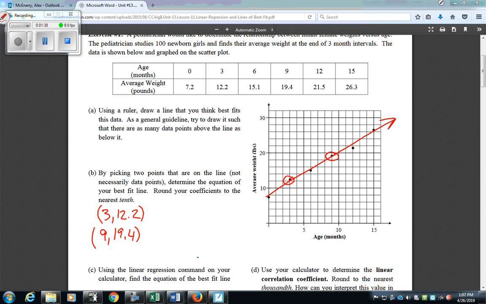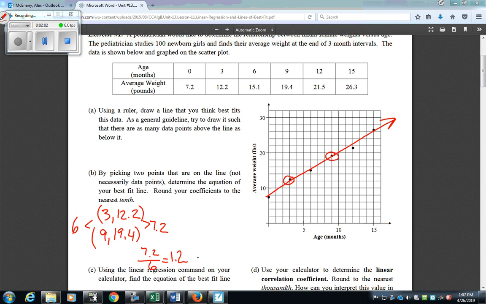Now, we're going to do rate of change to see how quickly this is rising. So if we subtract each side, if I do 9 minus 3, I get 6. 19.4 minus 12.2, I get 7.2. So if I do 7.2 divided by 6, I end up getting 1.2. And that's going to be the slope value.